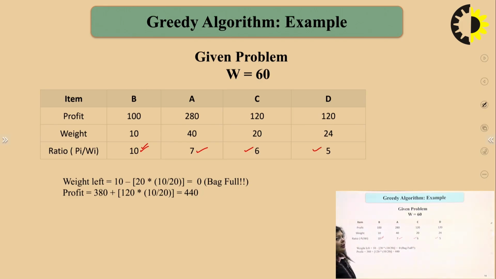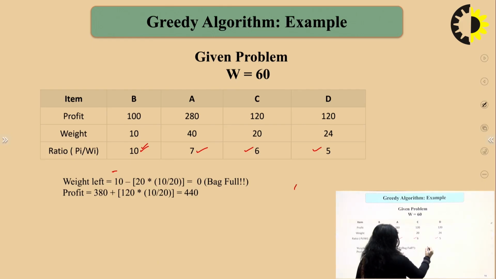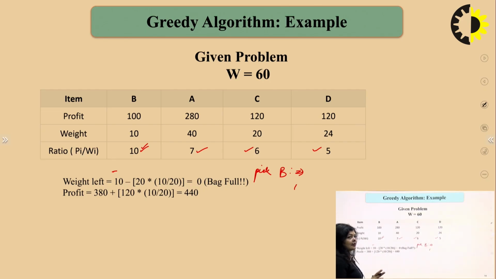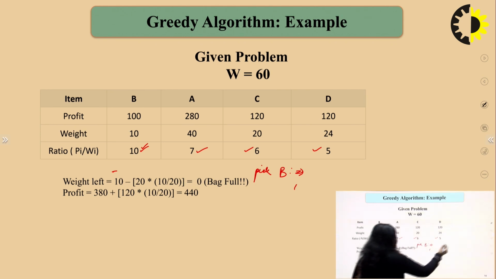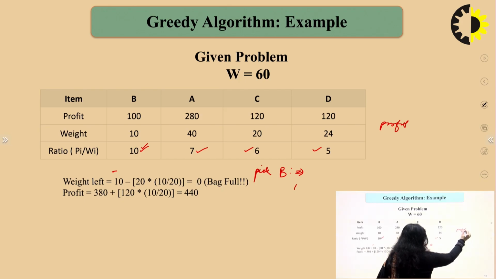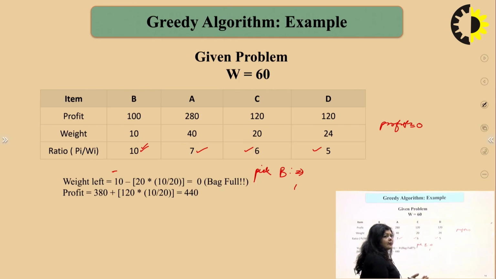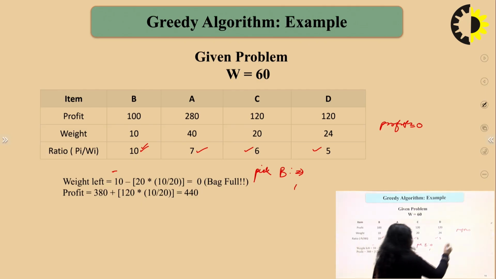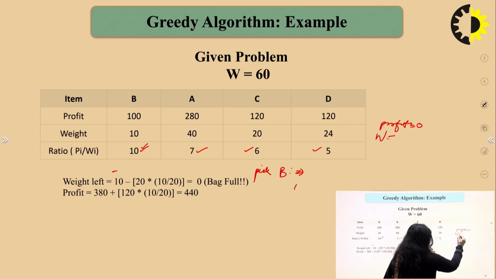Now what we have to do is pick up the first object, the one with the highest profit-to-weight ratio. So the first object we are choosing is B. We can write that as pick B. Once you pick up B, I need to calculate the weight left and the profit I have. Currently we can set the profit value to 0, for example, when no object is added to the knapsack, and the weight of the knapsack is the given value, which is 60.